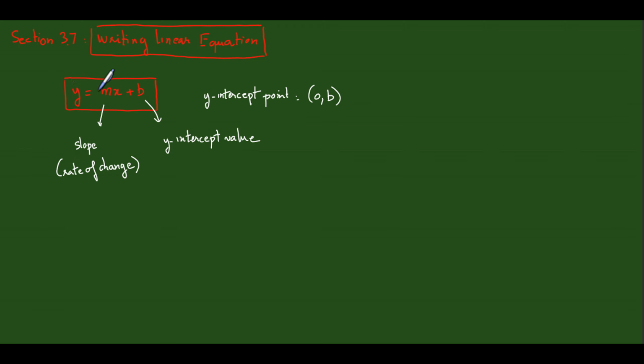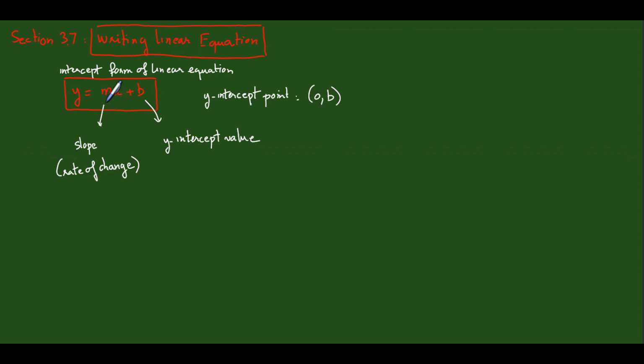There is also point-slope form, which we never learn. This is the intercept form of linear equation. There are three forms, but in this course we just learn this form. All right, so let me see if we can jump straight to an example.